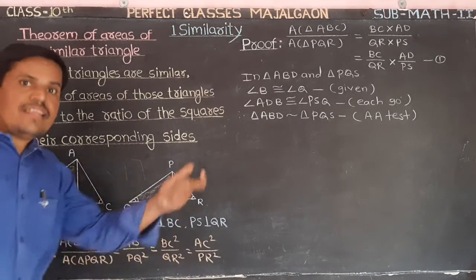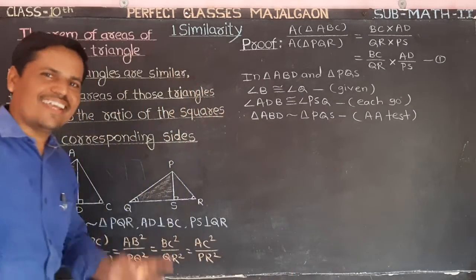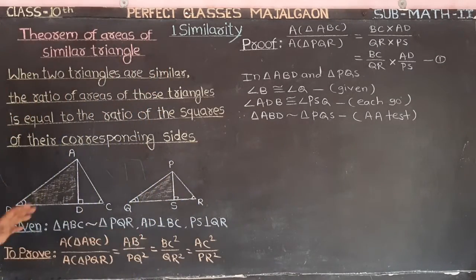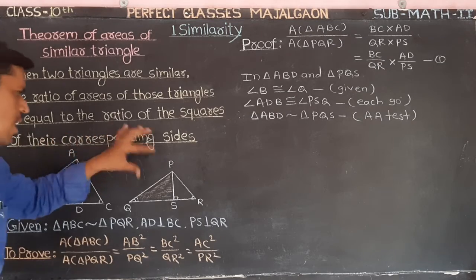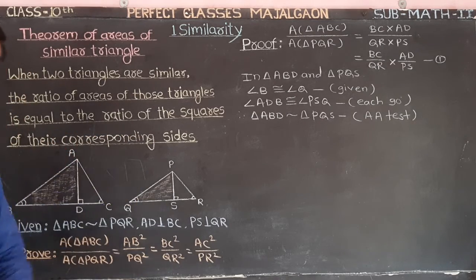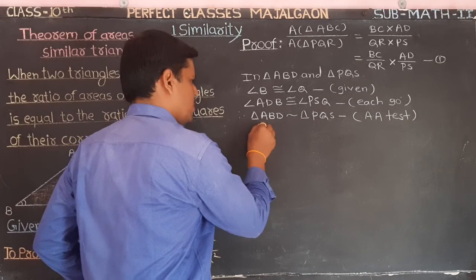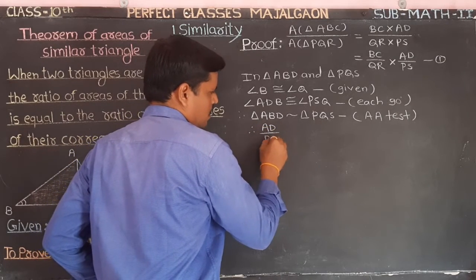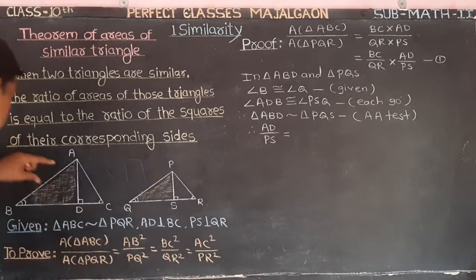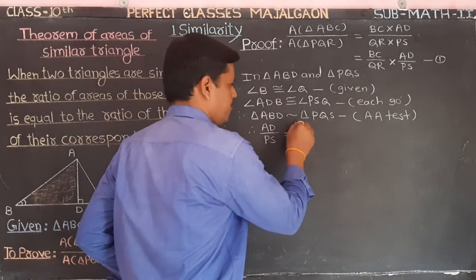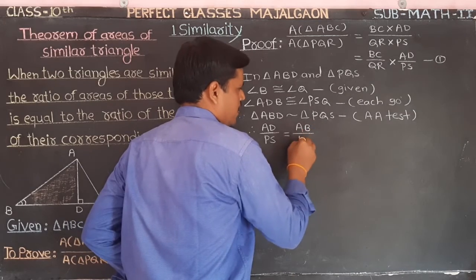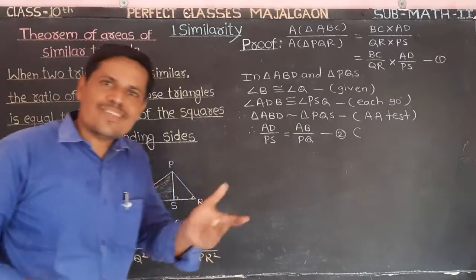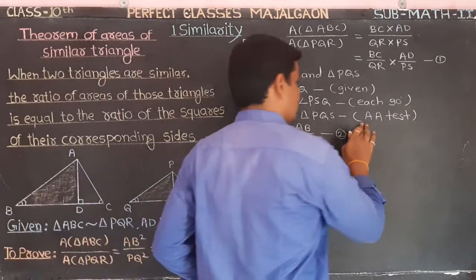If the triangles are similar, then the corresponding sides are in proportion. Which are the corresponding sides? Here AB upon PQ equal to AD upon PS. Therefore, AD upon PS equal to AB upon PQ. Name that equation number 2. The reason is corresponding sides of similar triangles.